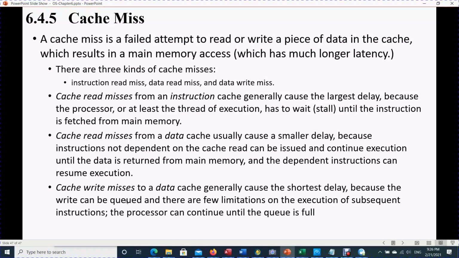Cache write misses to a data cache generally cause the shortest delay because that write can be queued. There are not too many limitations on the execution of subsequent instructions, so the processor can continue, at least until the queue is full.